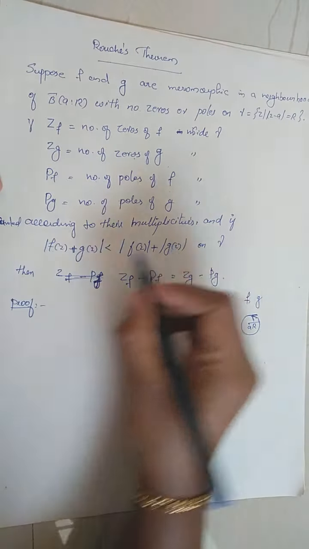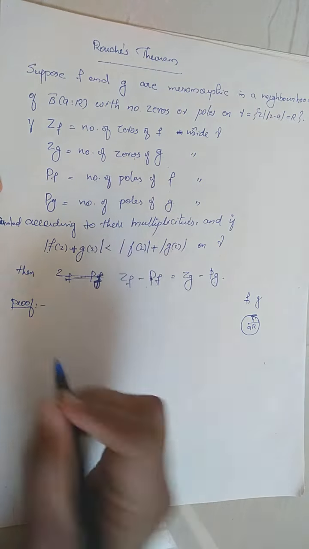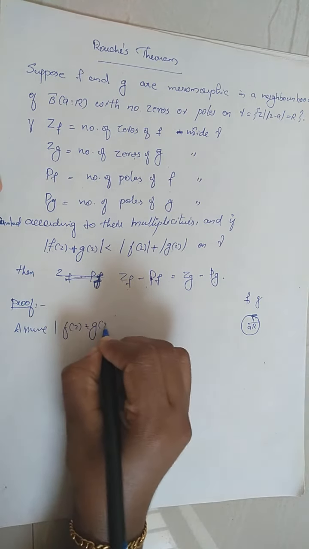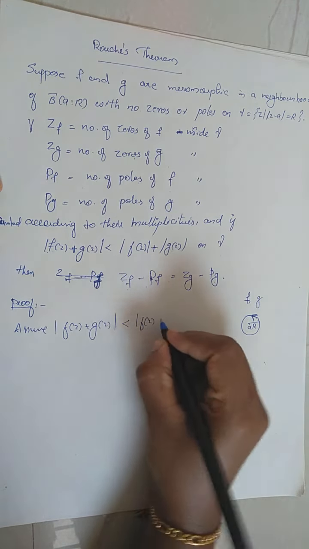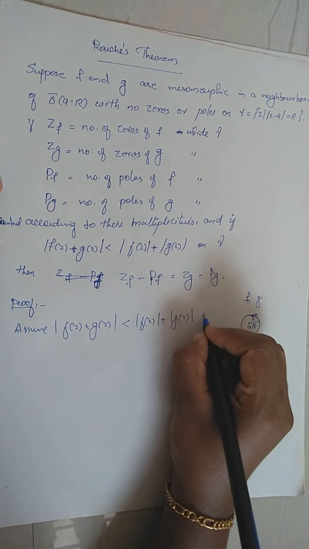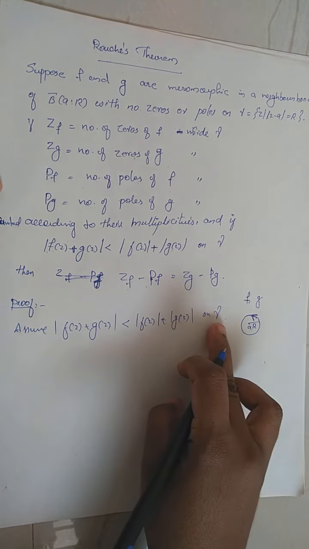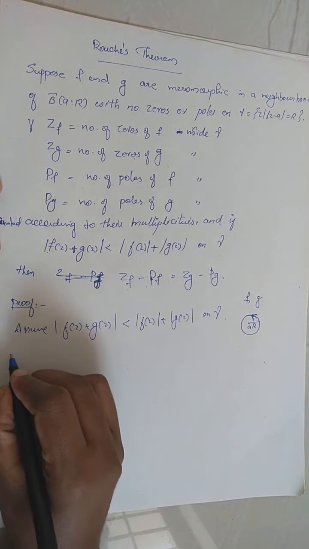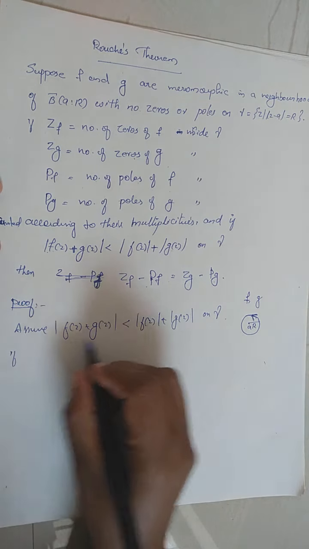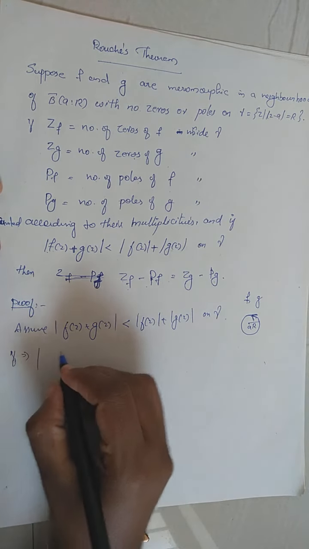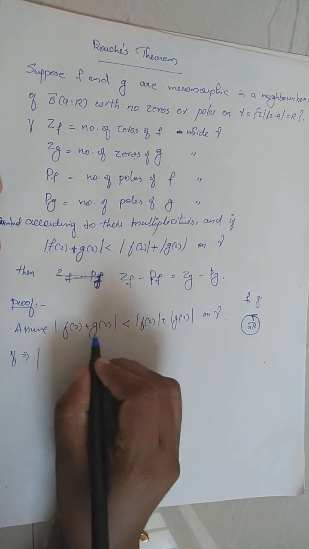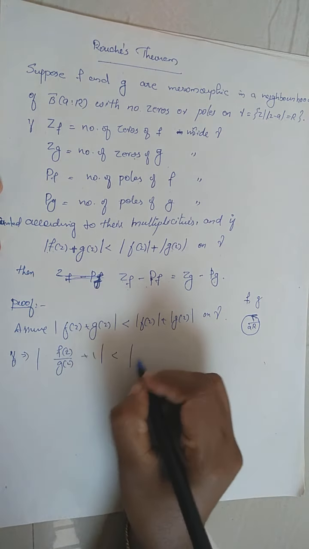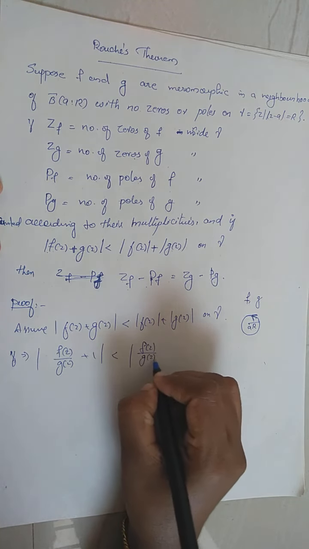so let us assume this condition, that |f(z) + g(z)| is strictly less than |f(z)| + |g(z)| on the curve gamma, where gamma is a circle with center a and radius r. Okay, ready? Then assume the condition. If this is true, what we can write is, when you divide by g(z), we get |f(z)/g(z) + 1| strictly less than |f(z)/g(z)| + 1.